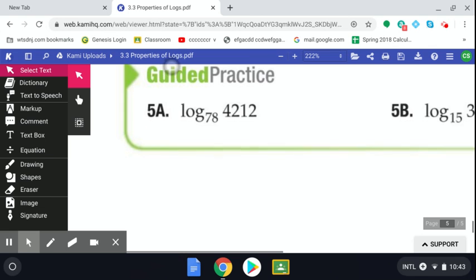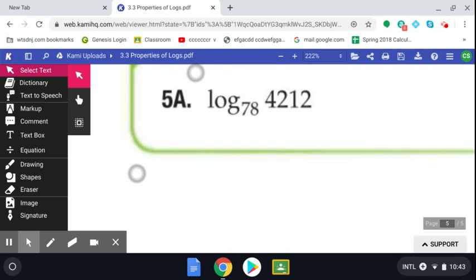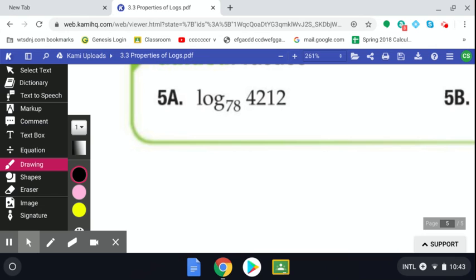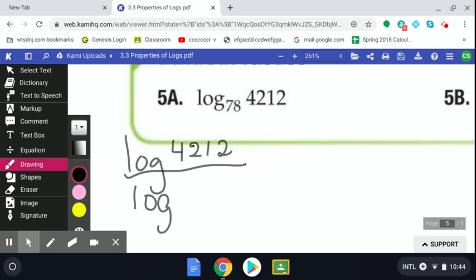So when you look at 5a, naturally, it's not possible to evaluate this without a calculator. So what you should know is that you can rewrite this as log, and I'm going to use a common log, of 4212, which is always the big number, over log of the base, which is 78. It's always the bigger or the higher number over the log of the smaller number, your base.